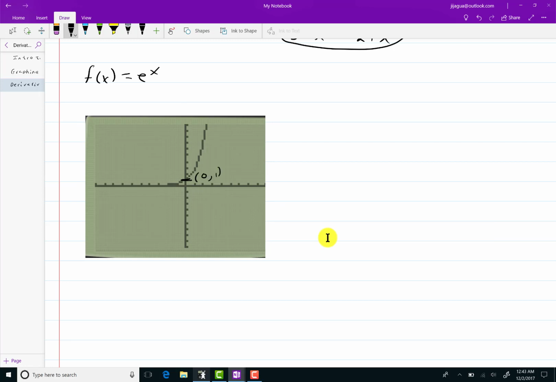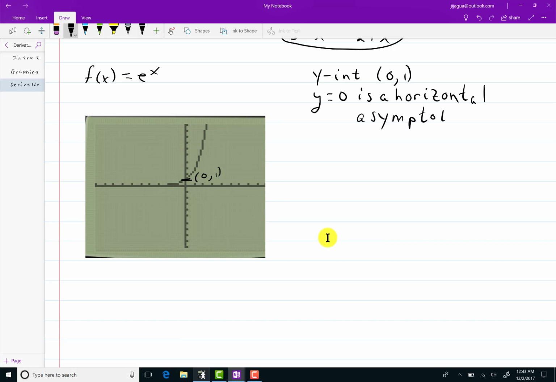So let me write some stuff here. Y-intercept (0, 1). You should realize that as x goes to negative infinity, it never actually touches the x-axis. So since it doesn't do that, as x goes to negative infinity, the function is going to 0. y equals 0 is a horizontal asymptote.